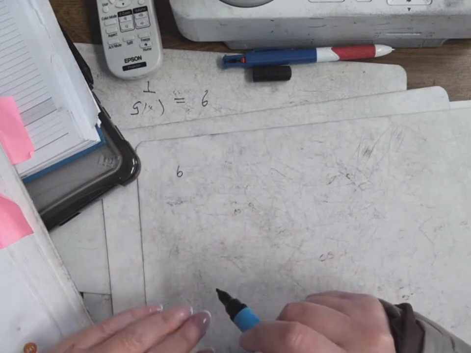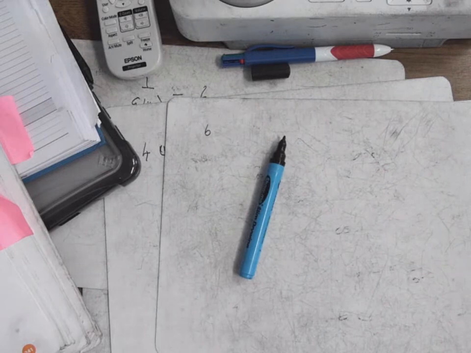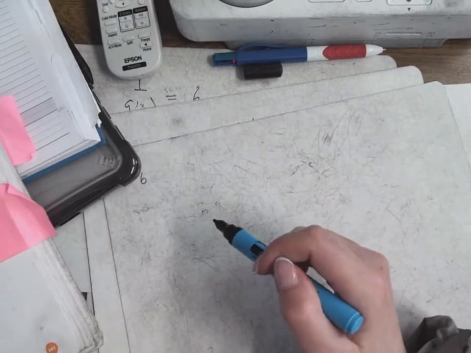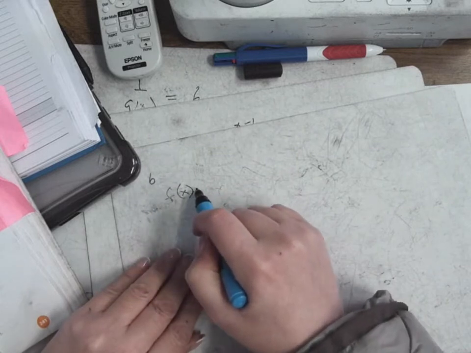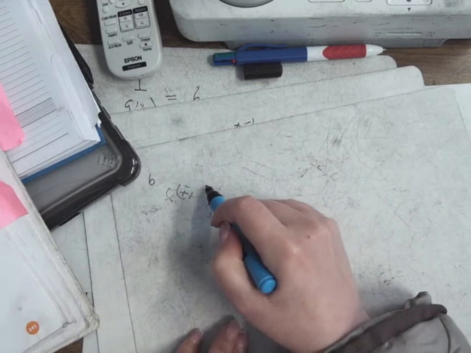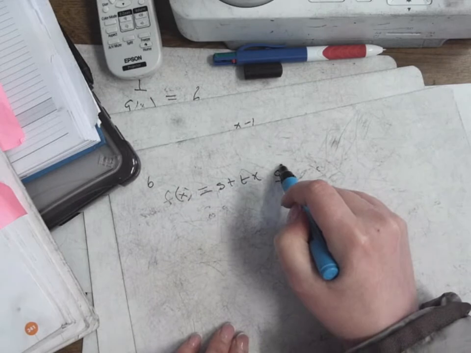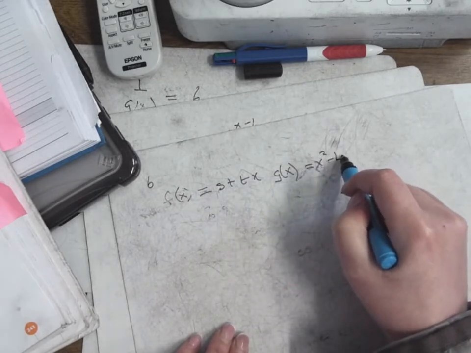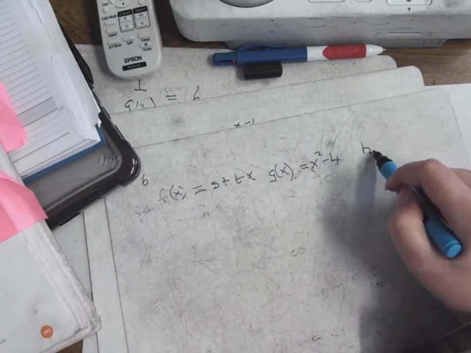Right, number 6, f of x is s plus tx, g of x is equal to x squared minus 4, and the next one, h of x is equal to 3x plus 1.